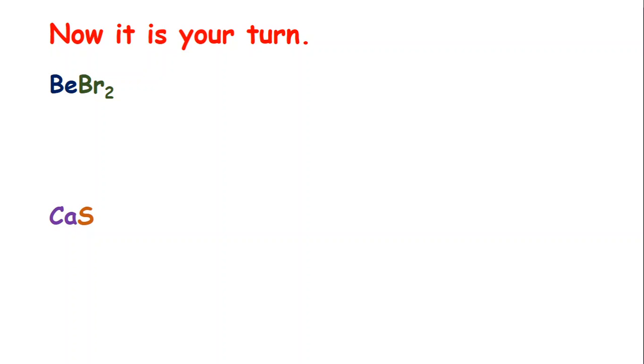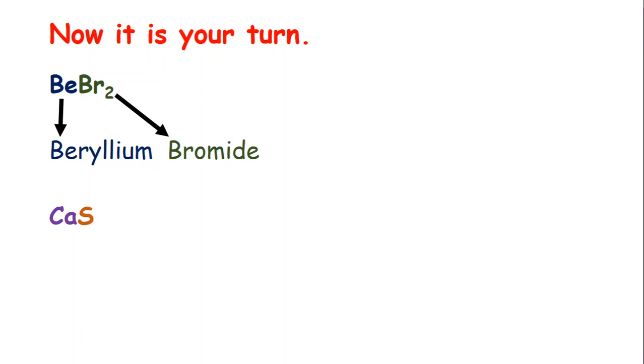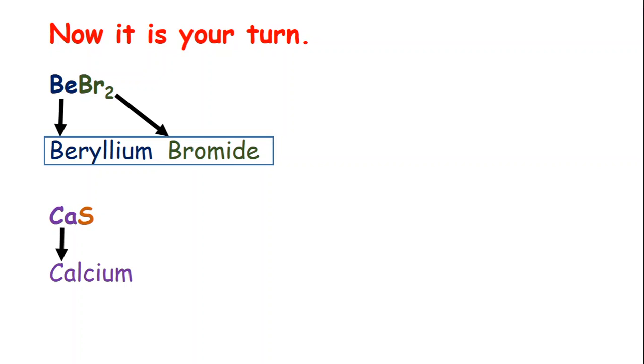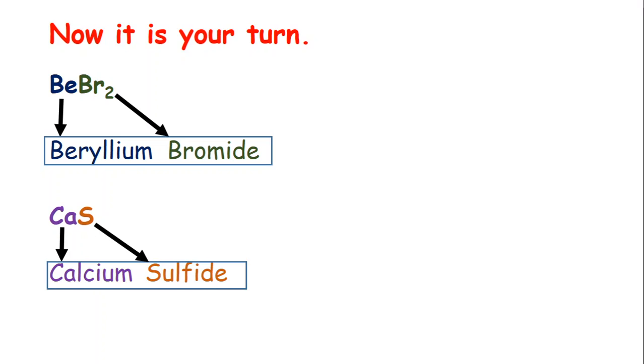Again we have to look on the periodic table to find the names for the symbols. The element with the symbol Be is beryllium and Br is bromine, so we get beryllium bromide. The element with the symbol Ca is calcium, and the element with the symbol S is sulfur, but again this part of the name is changed and we get calcium sulfide.